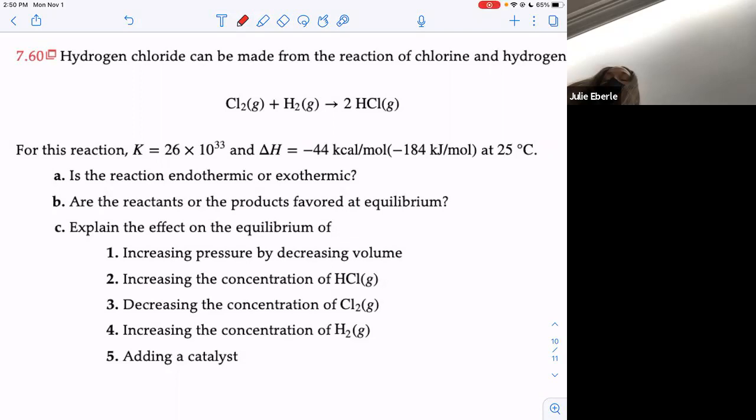Okay, so a few initial questions here about K and delta H, and then it gets into Le Chatelier's principle. So is the reaction endothermic or exothermic? No math required here. How do you know? Negative delta H, so exothermic. Reactants or products are favored at equilibrium? Products, how do you know? K is much, much, much bigger than 1, right? You can look at your arrow diagram, that color-coded one I just showed you guys, and confirm with yourself that products are highly favored at equilibrium, okay?